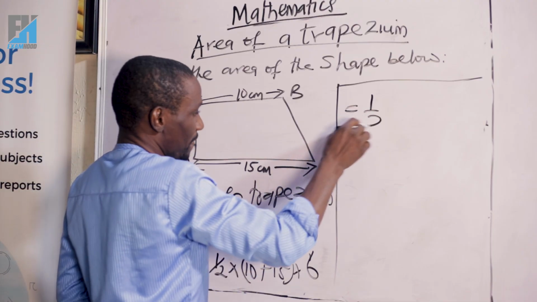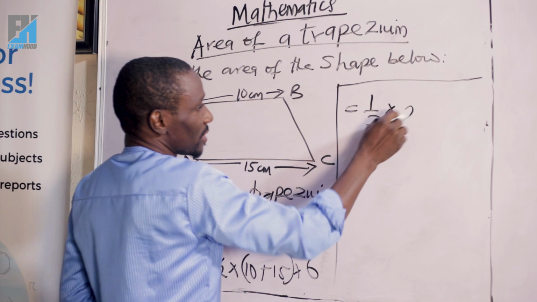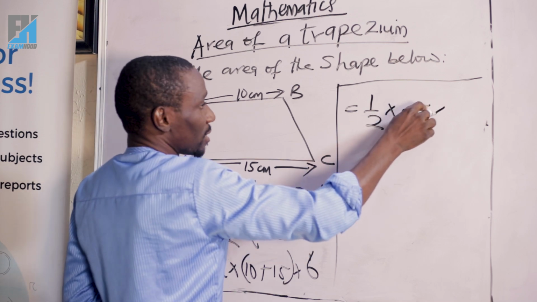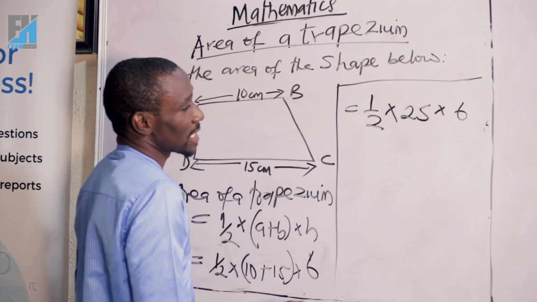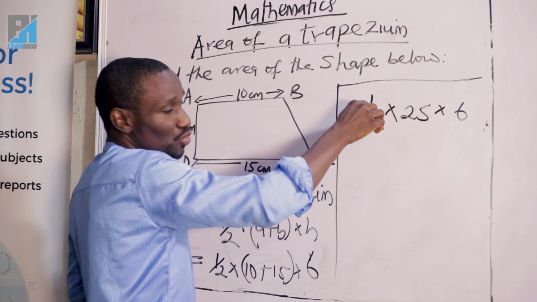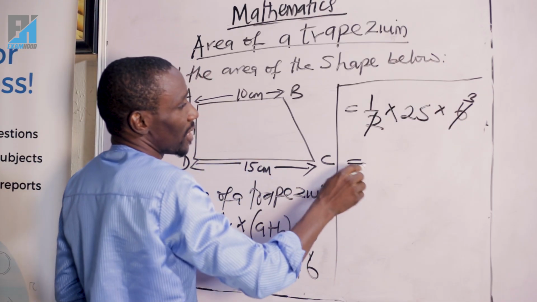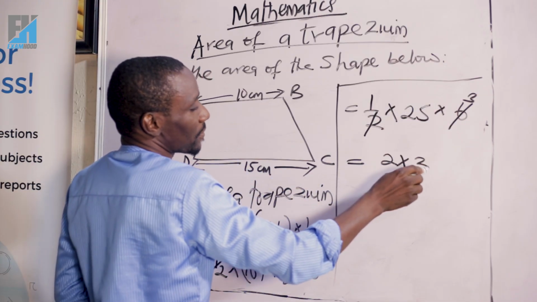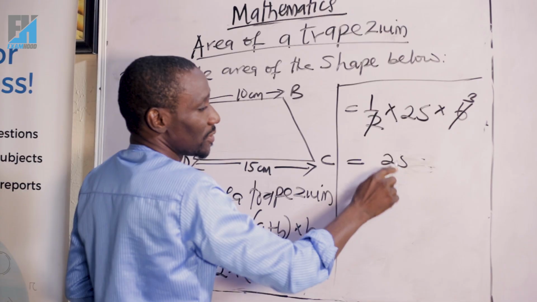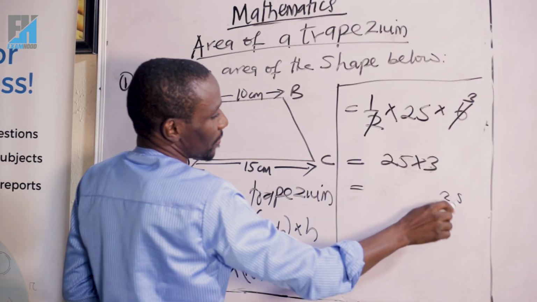Now, half times 10 plus 15 gives you 25 times 6. So let's see if we can strike out these two here, one time, 2 here 3 times. So you have 25 times 3. How do you get about it?